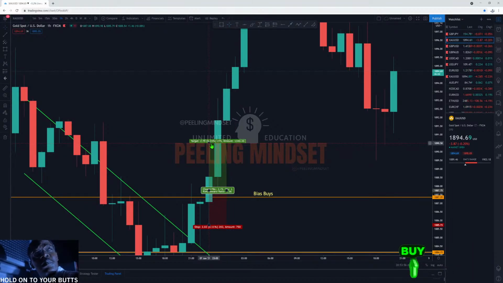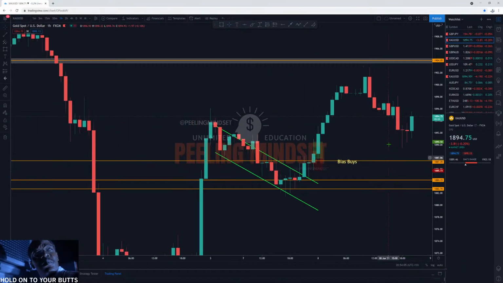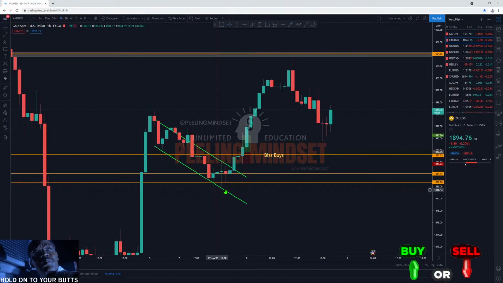I was about to secure half, and the position ran so well that it actually gave me the full amount of profit. It actually hit my TP. So the gold right now is moving up nice and slow.